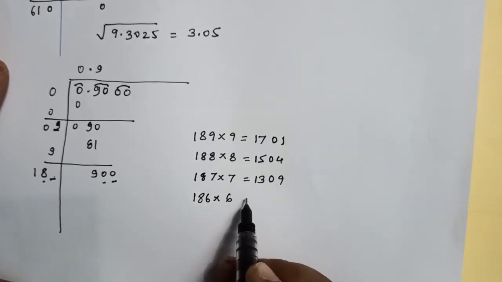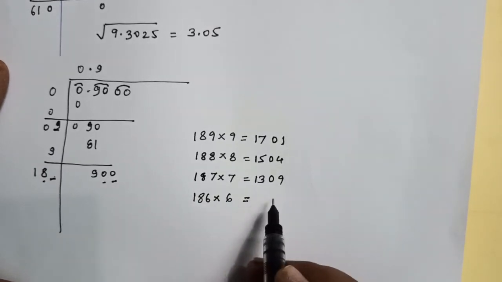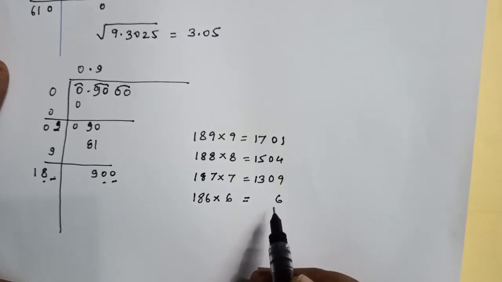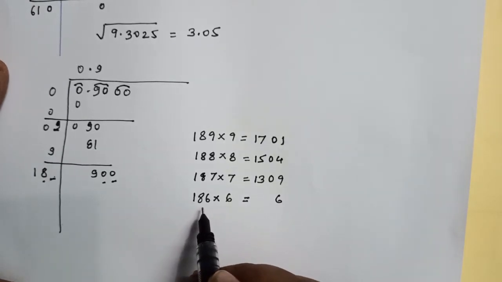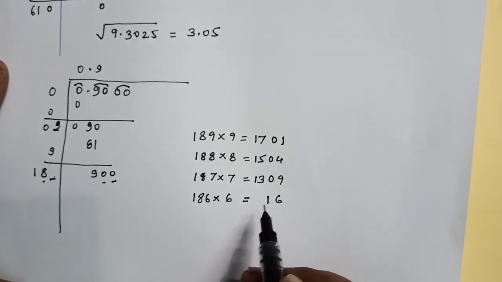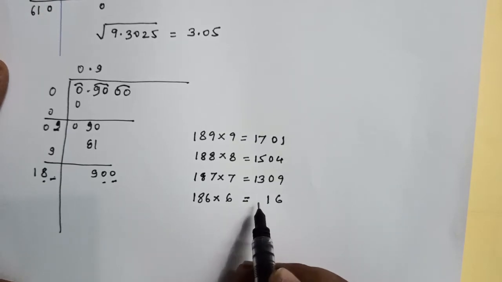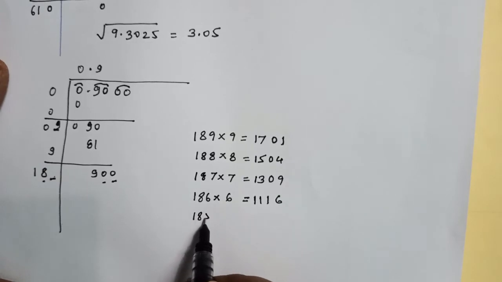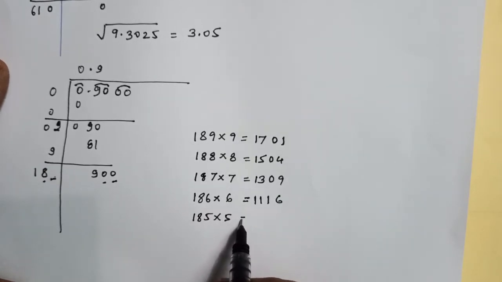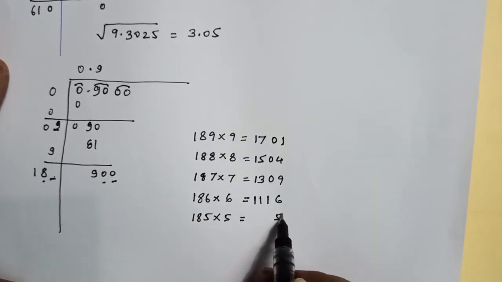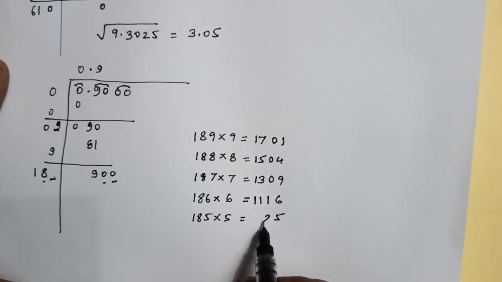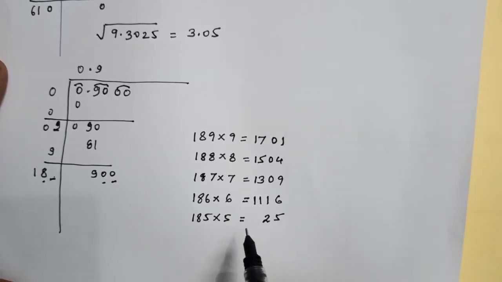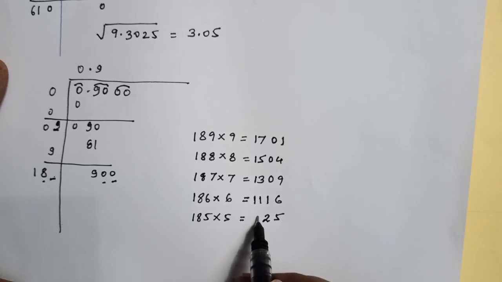186 multiplied by 6. 6 6s are 36, 6, carry 3. 6 8s are 48 and 3, 51, carry 5. 6 1 is 6 and 5, 11 more. 185 multiplied by 5. 5 5s are 25, 2, 5 8s are 40 and 2, 42, carry 4. 5 1 is 5 and 4, 9.